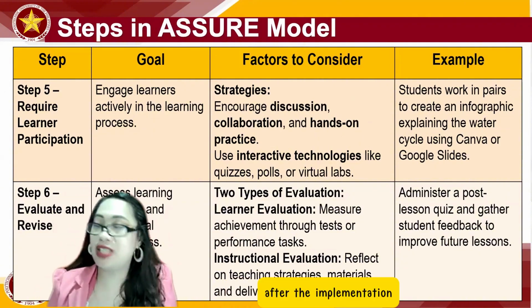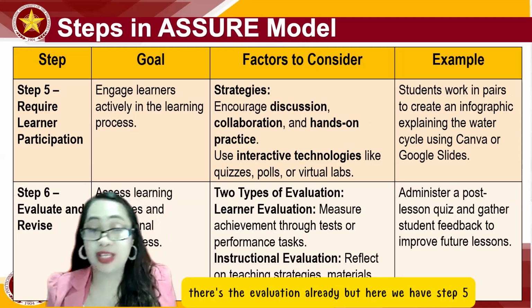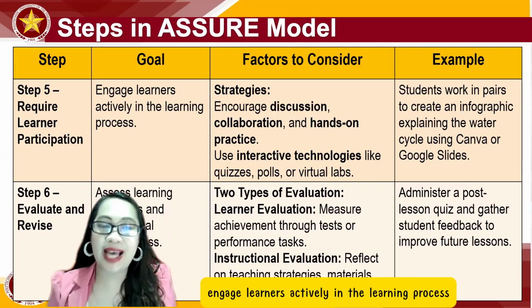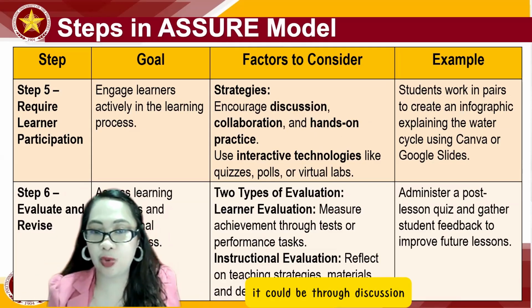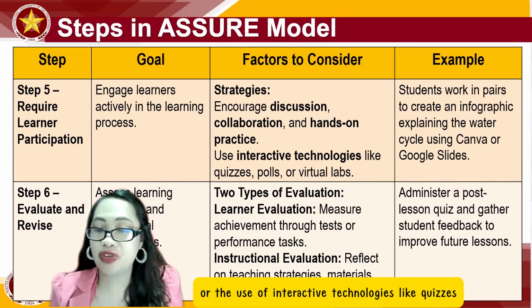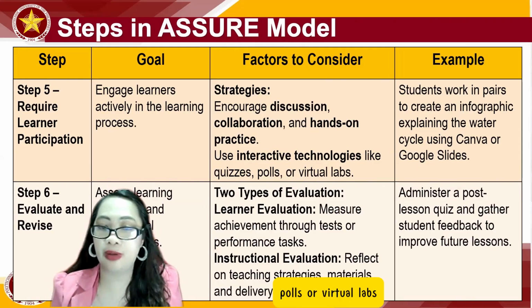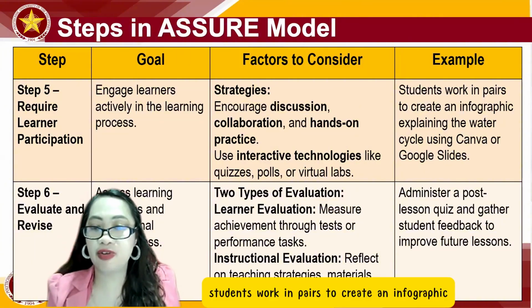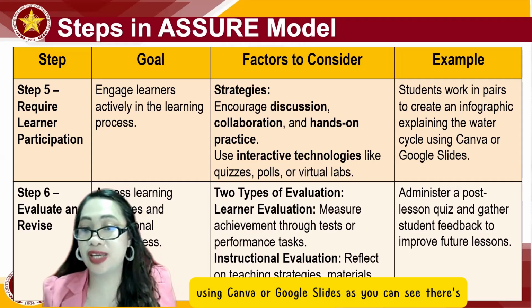After the implementation, there's the evaluation already. But here, we have step 5. Engage learners actively in the learning process. It could be through discussion, collaboration, and hands-on practice, or the use of interactive technologies like quizzes, polls, or virtual labs. Students work in pairs to create an infographic explaining the water cycle using Canva or Google Slides.